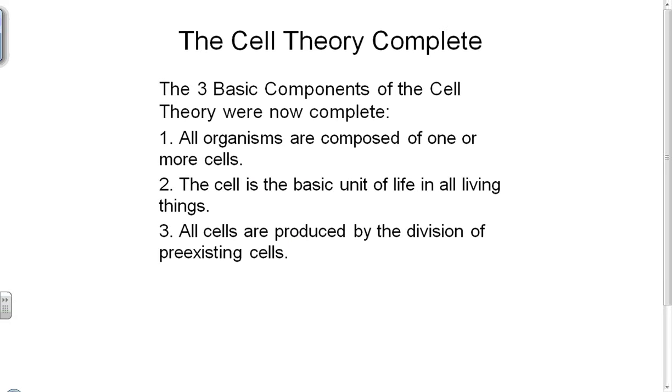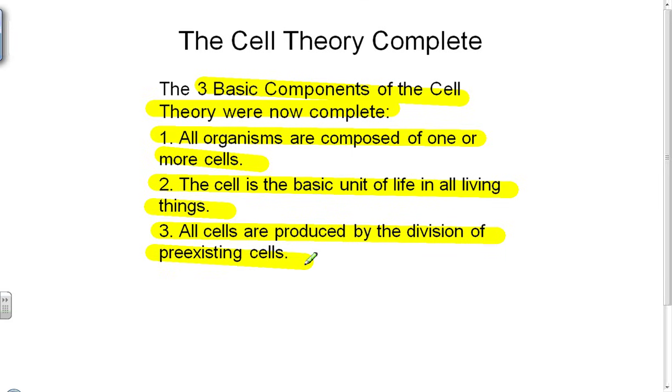All right, first and foremost, when you study biology, you have to know what cell theory is. There are three components that make up cell theory. First, anything that is alive, any organism, is composed of at least one cell or many cells. Second, the cell is the basic unit of life for all living things. So if something's alive, it is composed of cells. The last part is all cells are produced by the division of pre-existing cells. So all cells come from other cells.